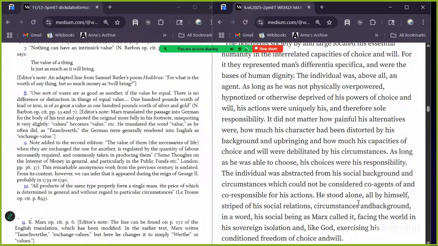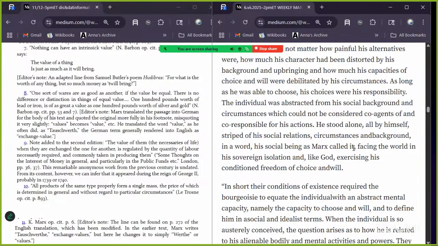The individual is abstracted from their social background and circumstances, which could not be considered co-agents of and co-responsible for his actions. They stood alone, all by themselves, stripped of their social relations, circumstances, and background. In a word, their social being, as Marx called it, faced the world in their sovereign isolation, and like God, exercised their conditioned freedom of choice and will.